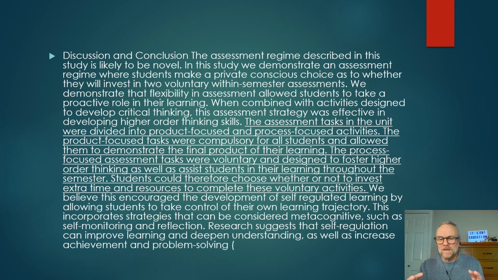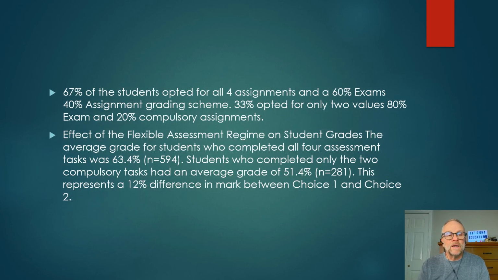So they basically had two groups of students, one that just had the regular instruction and ones that had the regular instructions plus these higher order thinking tasks that they incorporated into the lessons. So in this particular study, they found that 67% of the students opted for all 4 assignments and 60% exams and 40% assignment grading scheme. 33% opted for 2 values, 80% exam and 20% compulsory assignments. I guess those were the 2 choices.